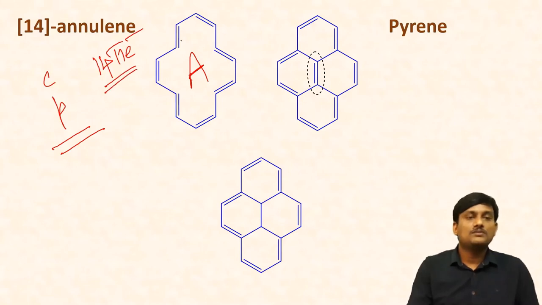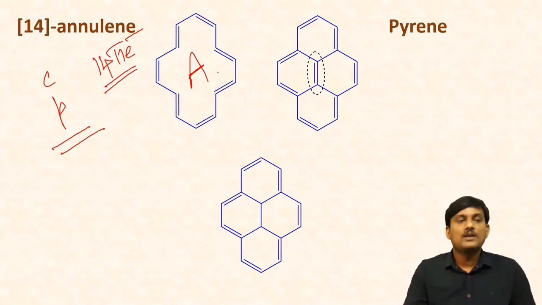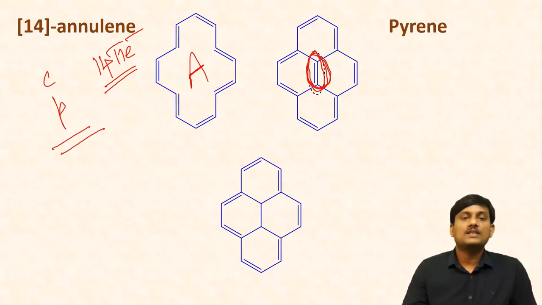7 pi bonds, 1, 2, 3, 4, 5, 6, 7 pi bonds are in conjugation. 14 pi electrons, according to Hückel's rule, it is aromatic. When you bridge these carbons, you will get pyrene. Already we have studied pyrene. In pyrene, this pi bond will not be delocalized. This is not considered in the calculation of the number of pi electrons. So how many pi electrons are there? 1, 2, 3, 4, 5, 6, 7 pi bonds. So it is also a 14 pi electron system.